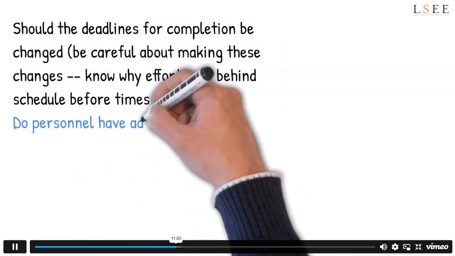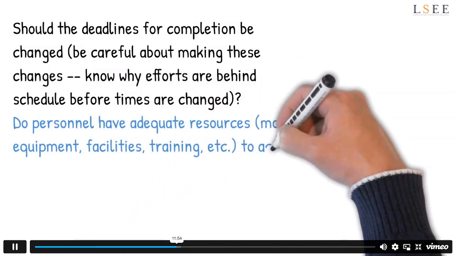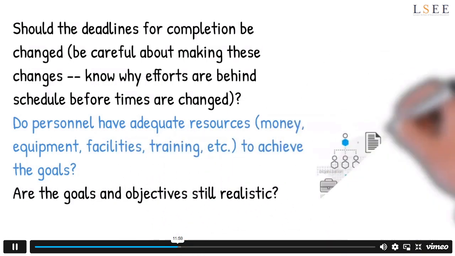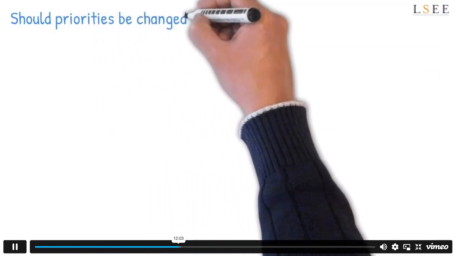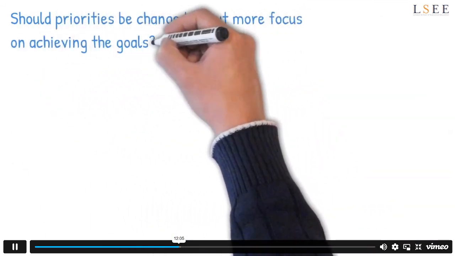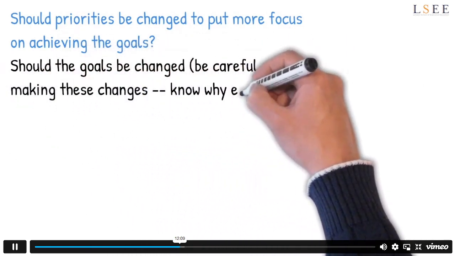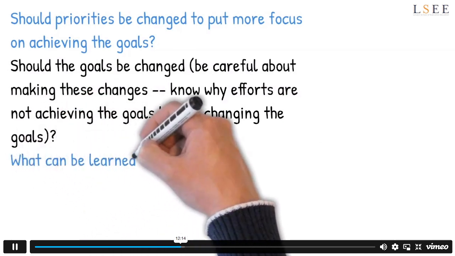Do personnel have adequate resources, money, equipment, facilities, training, etc., to achieve the goals? Are the goals and objectives still realistic? Should priorities be changed to put more focus on achieving the goals? Should the goals be changed? Be careful about making these changes. Know why efforts are not achieving the goals before changing the goals.